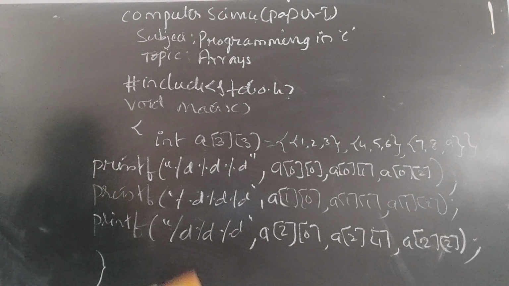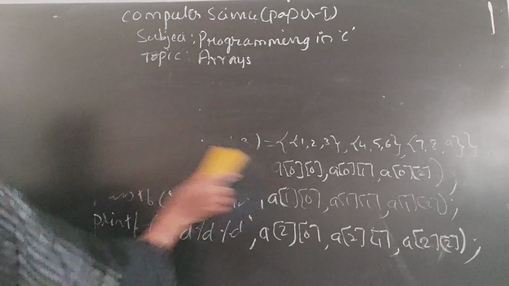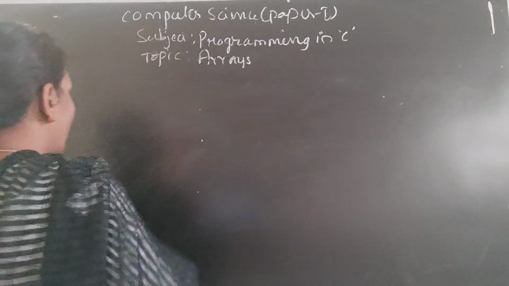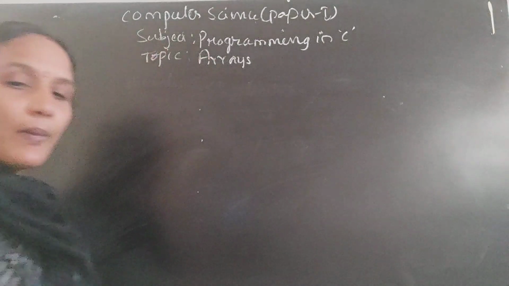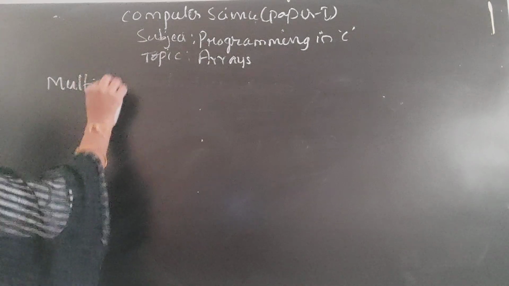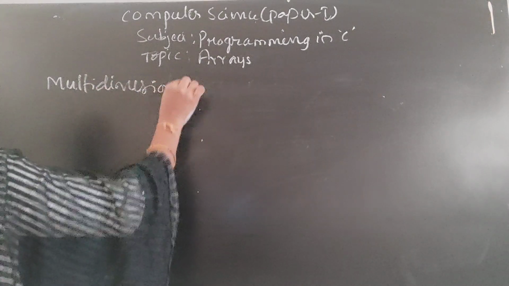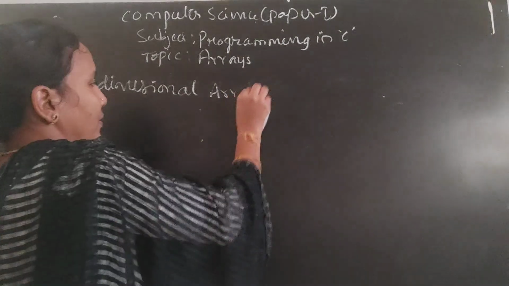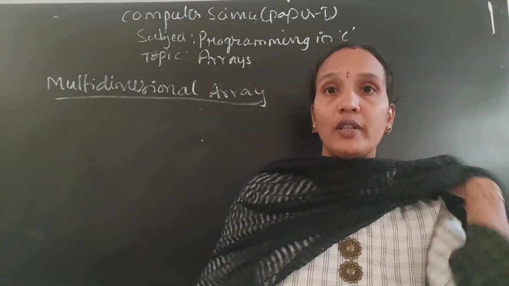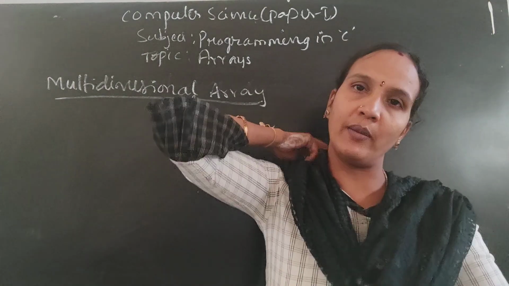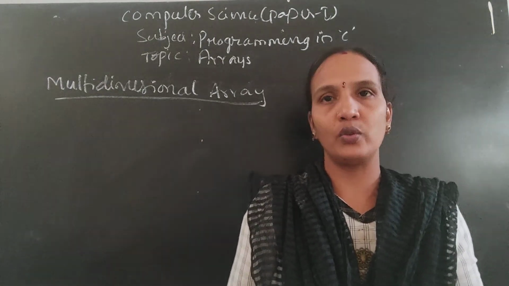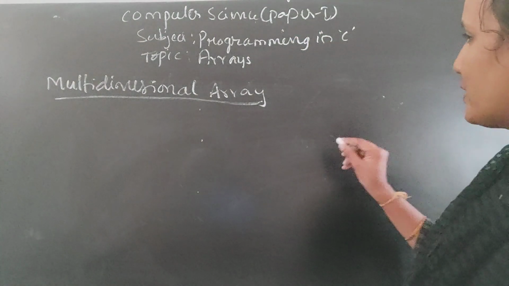This is about the 2-dimensional array. Now, we will discuss multi-dimensional arrays. A multi-dimensional array means what? More than one, more than two, sorry. One-dimensional and two-dimensional arrays I have already given, but more than two dimensions will come under a multi-dimensional array. So for this I will give you one example.